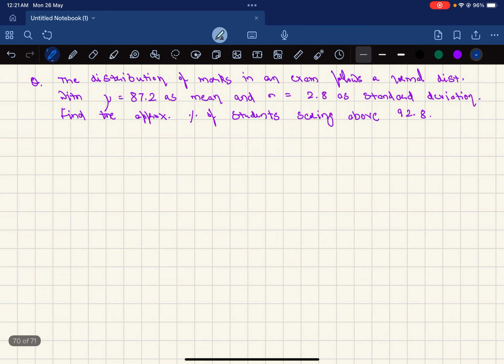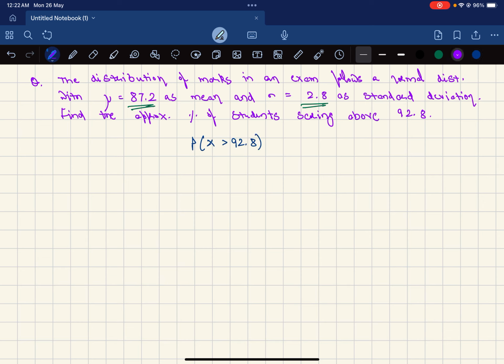Now the next part here is: the distribution of marks in an exam follows a normal distribution with a mean of 87.2 and a standard deviation of 2.8. Find the approximate percentage of students scoring above 92.8. So we have to calculate P(X > 92.8).